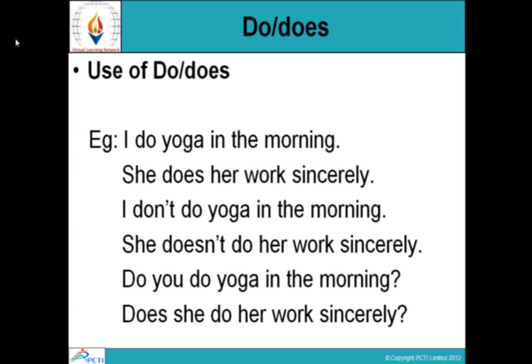Do you do yoga in the morning? Again, do has been repeated here. Because, remember, to make a question, also we require a helping verb. So here, the first do, that is before the subject you, has been used as the helping verb, and the do after yoga has been used as the main verb. So do you do yoga in the morning? No, I don't do yoga in the morning. I do yoga in the evening. Does she do her work sincerely?